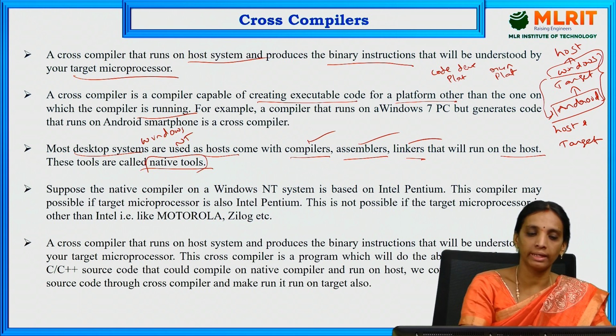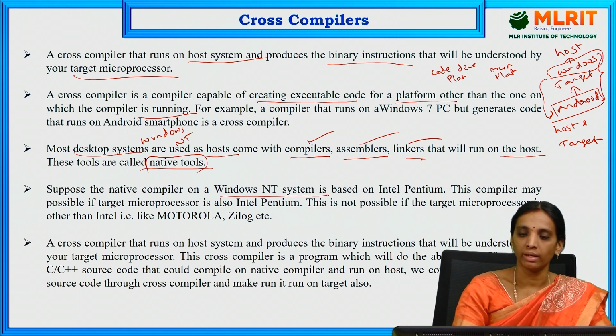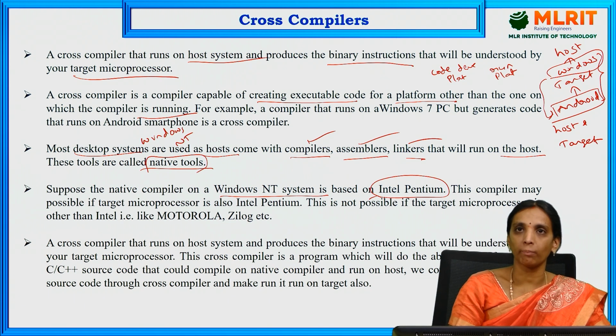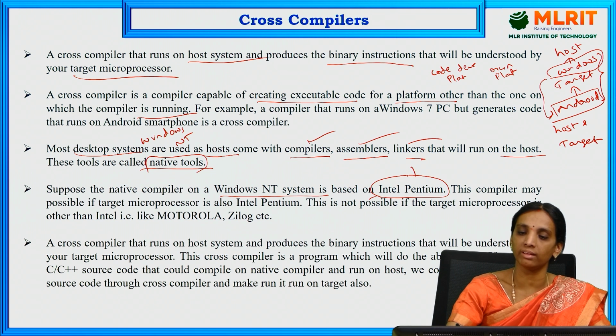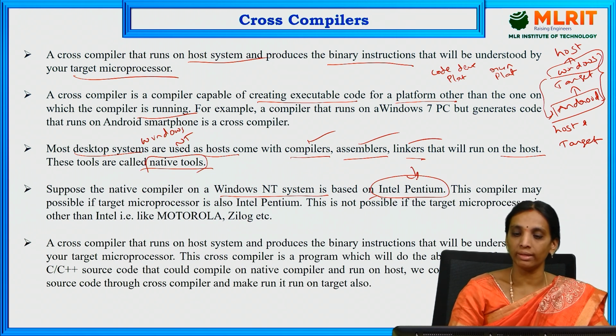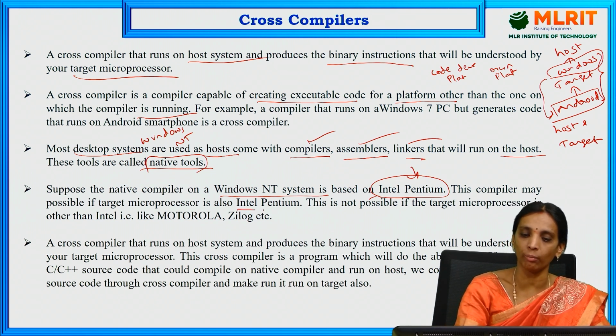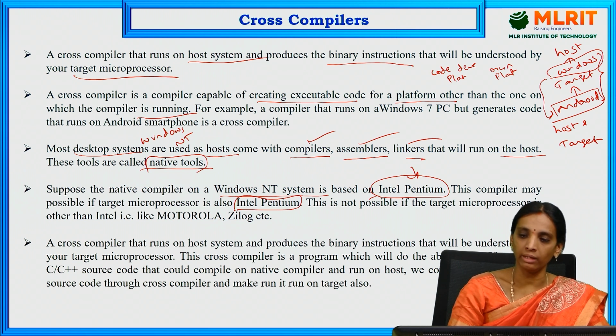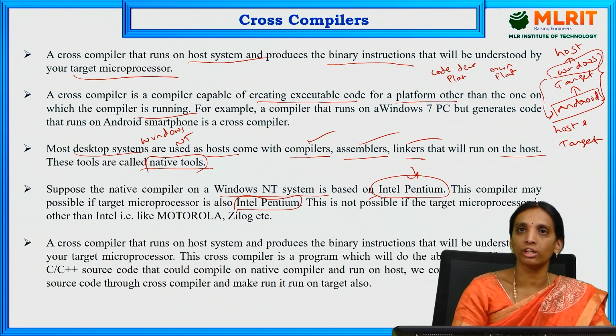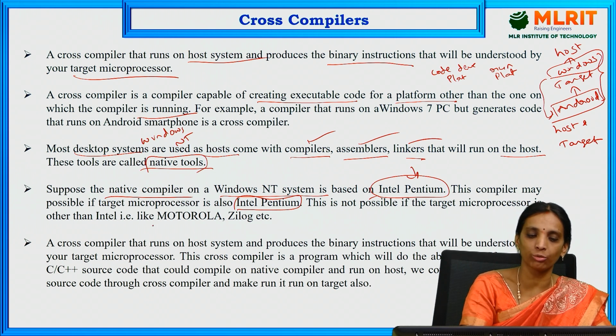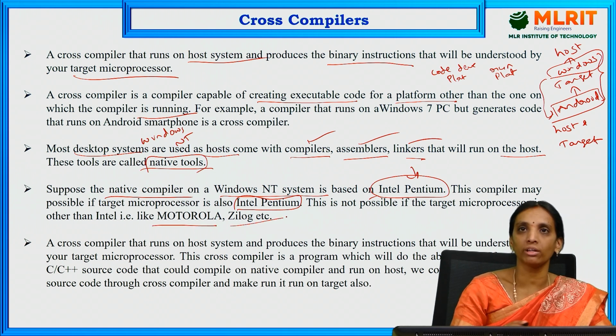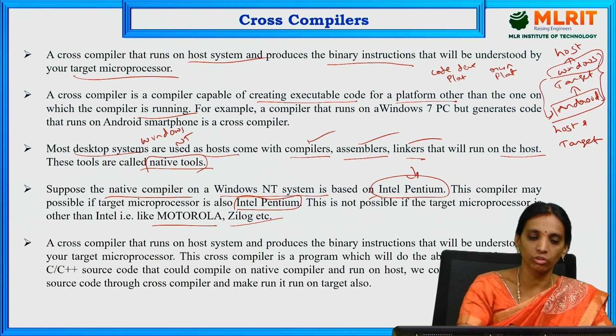So suppose a native compiler on a Windows NT system is based on the Intel Pentium. That means it is designed for the Intel Pentium processor. If the target machine also uses the same processor, then it is possible to generate the image file by that compiler, which is called a native compiler. So if the target processor is Motorola or Zilog, then it will not generate the object image file or binary executable image file. So this is called a native compiler.